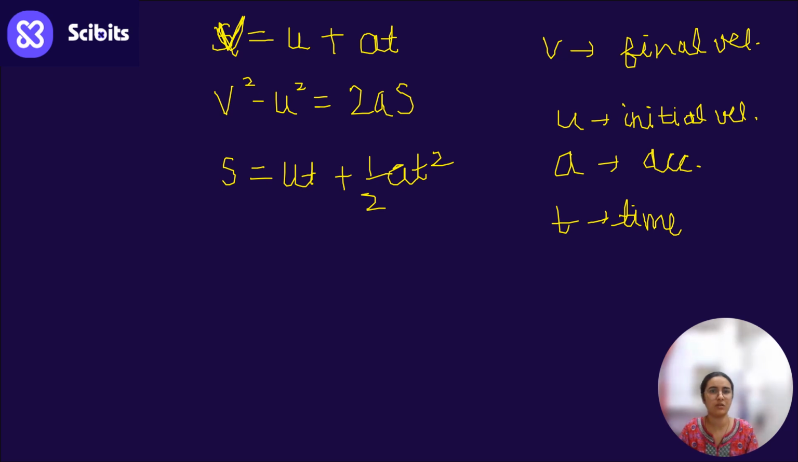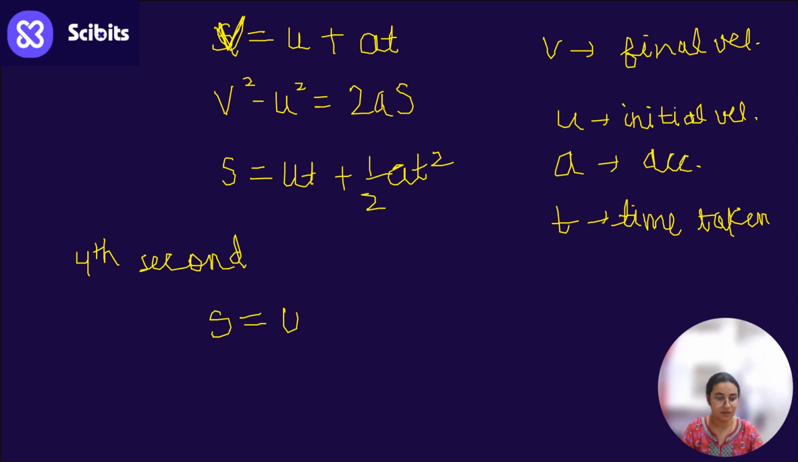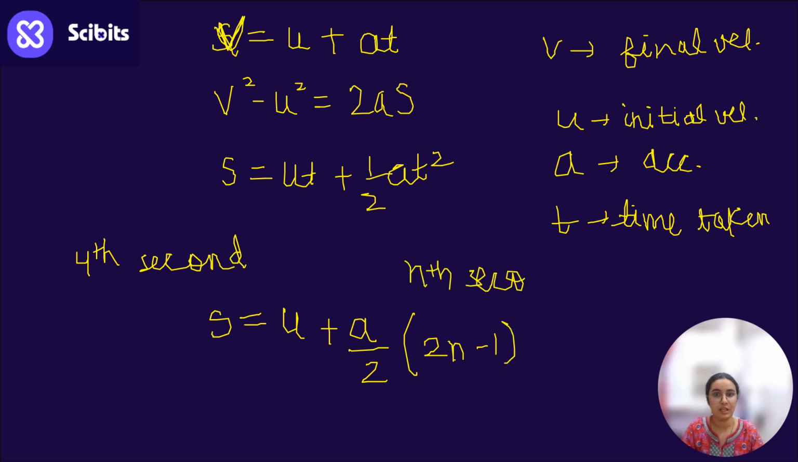So most questions of kinematics will be solved by these three equations only. You just have to figure out where to apply which formula. And let's say they ask you the distance covered by the object in, let's say, the 4th second or the 6th second. How will you go about it? The distance is equal to u plus acceleration by 2 into (2n minus 1), where n is the second. If they ask for the 6th second, then you just put n equal to 6.